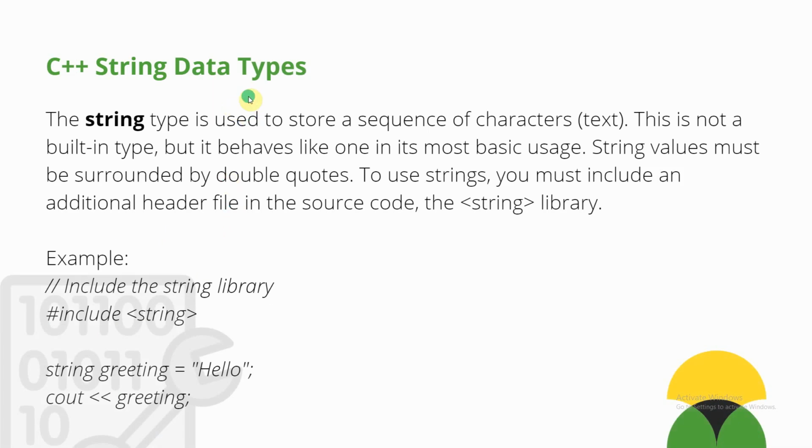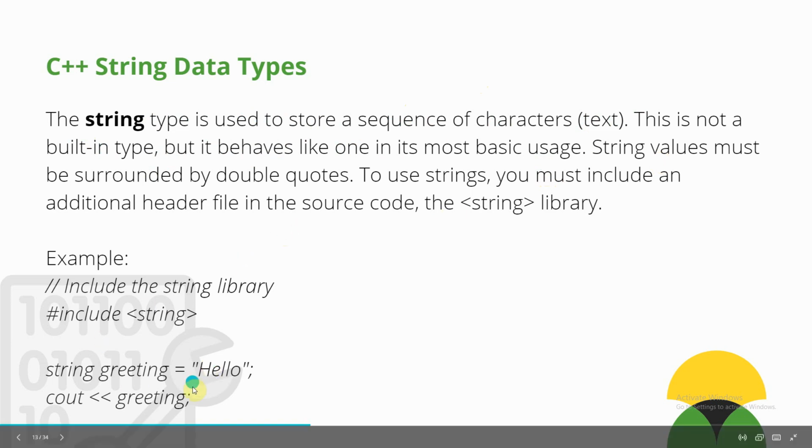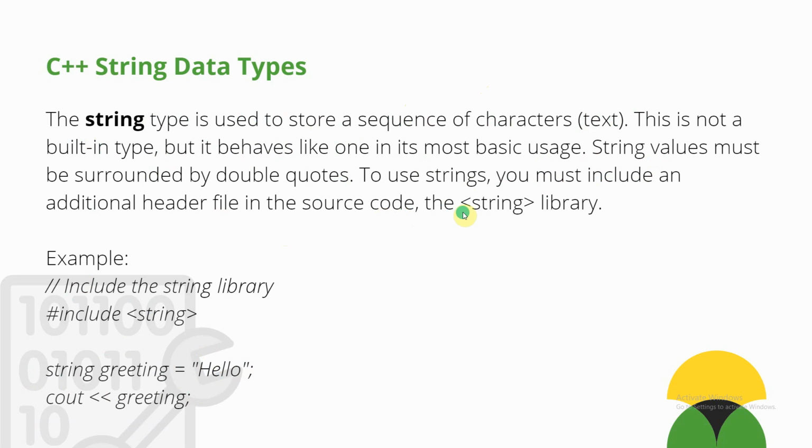Now for string, as compared to character, as the name implies, it can store a sequence of characters. So text of characters is stored in this data type. This is not a built-in type, but it behaves like one in its most basic usage. String values must be surrounded by double quotes. So if you want to declare it in your code, this is the proper syntax. To use strings, you must include an additional header file, the string header file library. So you should also include this command to have the header file before using the string data type and declaring your variables.